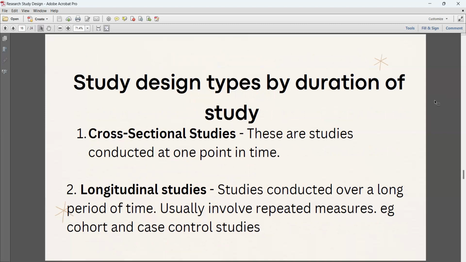So we could also classify our study design by duration of study. You find that some studies normally are conducted at one point in time, and some may take long periods, years and years. In medical research or public health research, we have different kinds of studies, which could include both cross-sectional and longitudinal, and also in other sectors, not only in the field of medicine. So one is cross-sectional studies. These are studies conducted at one point in time.